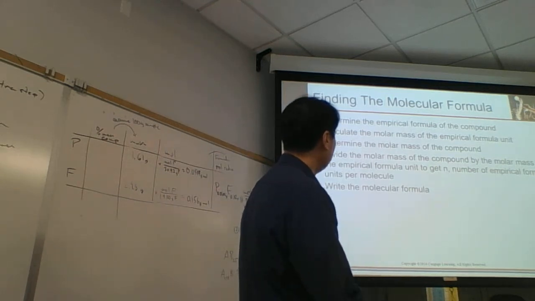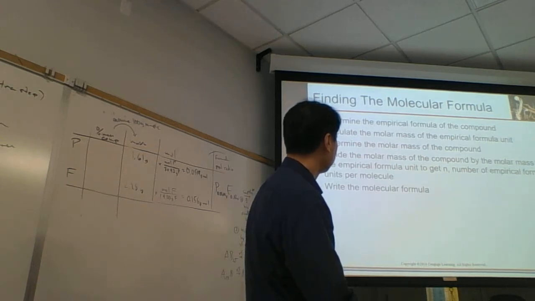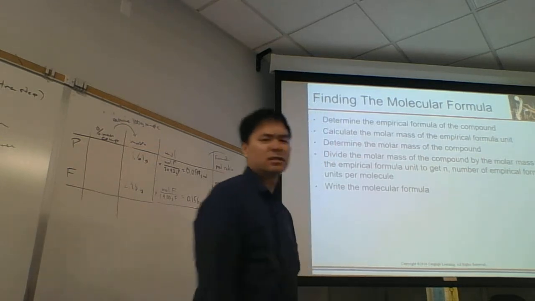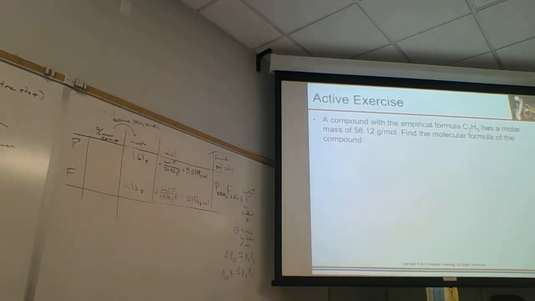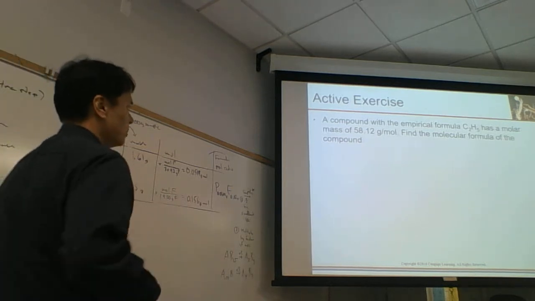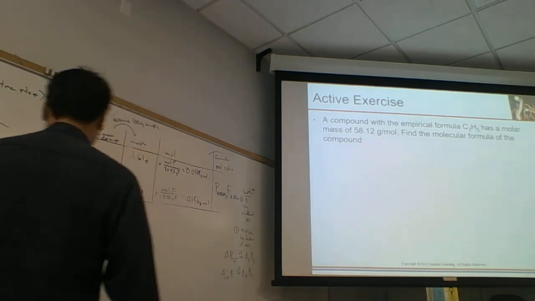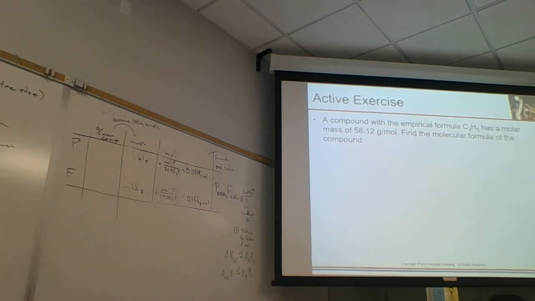Okay, and then we need the molar mass of the compound. So this is telling us mathematically what we need to do to write the molecular formula. So a compound with the empirical formula C2H5 has a molar mass of 58.12. I'm not going to do the PF3 one. But in PF3, it turns out that the molecule weighs the same as the empirical unit. And so C2H5.